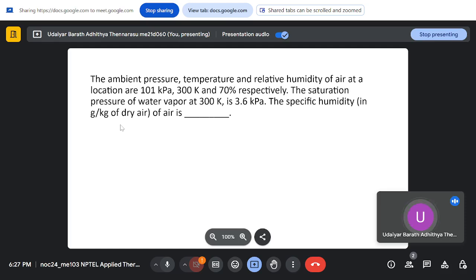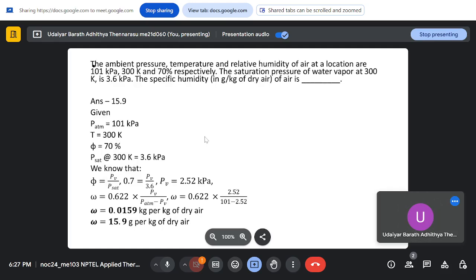The specific humidity in gram per kg of dry air of air is dash. So just like the previous case, here it's given in Kelvin temperature. So your temperature and your relative humidity is given just like the previous one. So it's simpler. You have to just follow the previous example and solve it. So answer is 15.9 grams per kg of dry air.